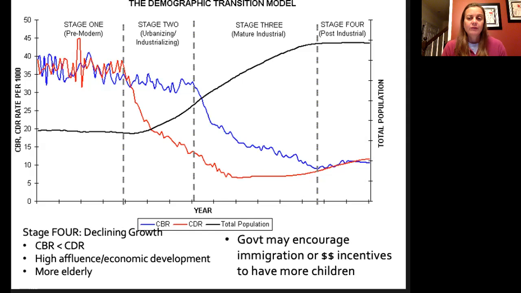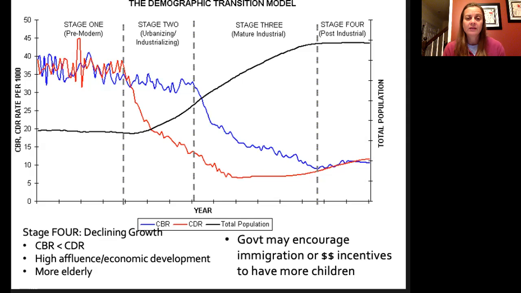And stage four is what we consider the post-industrial stage. In this stage, generally speaking, crude birth rate starts to fall below crude death rate. It tends to be highly affluent countries that are in stage four, and they have high levels of economic development. They have large populations of elderly people, and so their populations start to shrink.